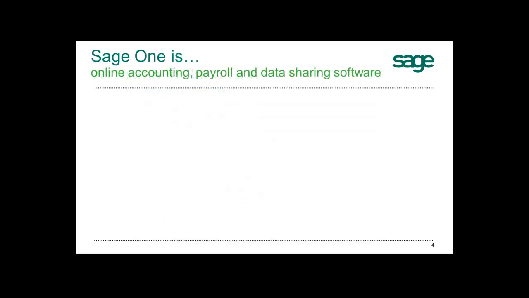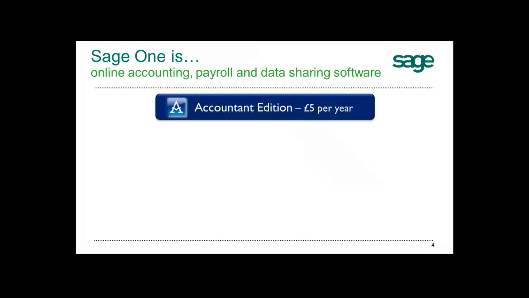So what exactly is Sage 1? Well, hopefully by the end of this demonstration you'll be able to tell me. Sage 1 is our online accounting, payroll and data sharing software that helps accountants to work with their micro and small business clients. So it's perfect for small limited companies, freelancers or sole traders, for example. As I said, it's completely online, which means that you and your clients can access the software wherever you have an internet connection. So access anytime, anywhere, from any internet-enabled device, including PCs, Macs, laptops, smartphones, iPads, and any other tablets out there. It gives you and your client the freedom to work when and where you want.